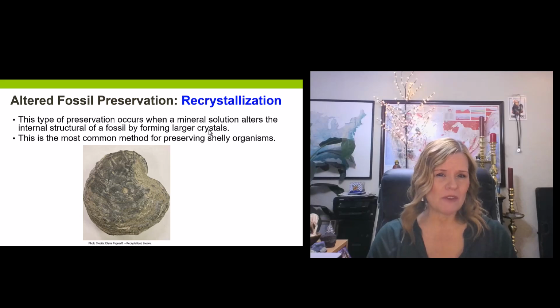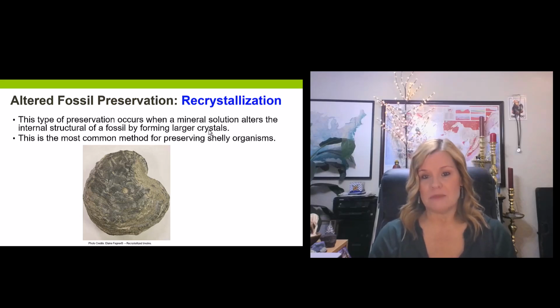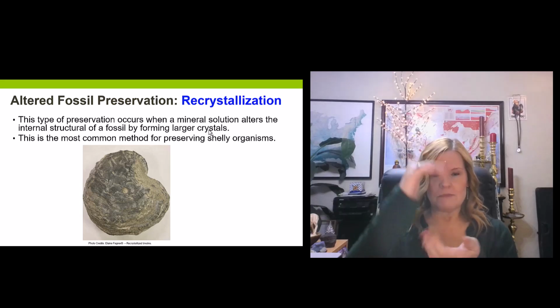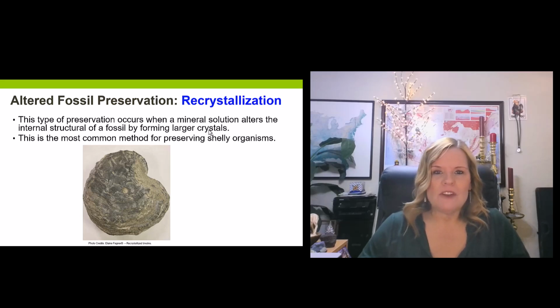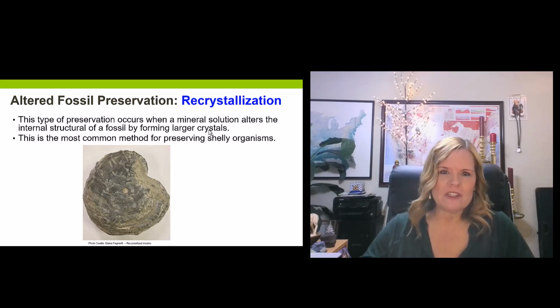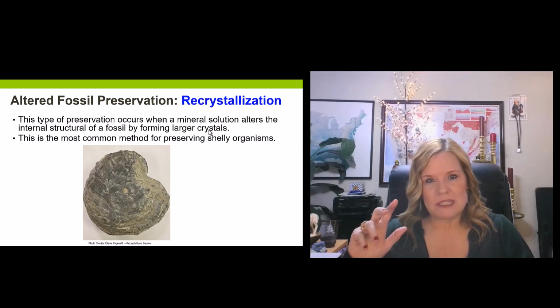Recrystallization is super common for animals that were shelly, like mollusks, like you see right here. This is a giant bivalve. It's actually about this big. Very common here in Central Texas. But this type of preservation actually takes whatever the shell was made out of, for the most part, and turns it into a harder version than what it was when it was living.